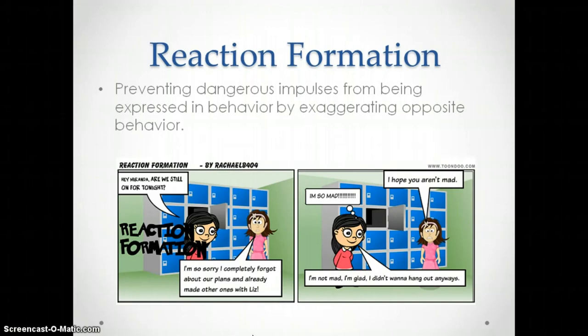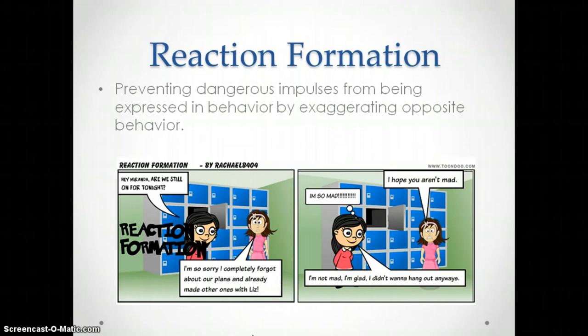So in this little cartoon here at the bottom, it says, hey Miranda, are we still on for tonight? Miranda here says, I'm totally sorry, I forgot, I already made other plans. And our original person here is really upset. She's thinking that she's mad, but instead of saying that she's mad, she acts out in the opposite fashion, reaction formation. She says, I'm not mad, I'm fine, I'm happy. I didn't want to hang out anyway, I'm busy, whatever it might be. You act out in the opposite way than what you're actually feeling. This happens quite a bit.